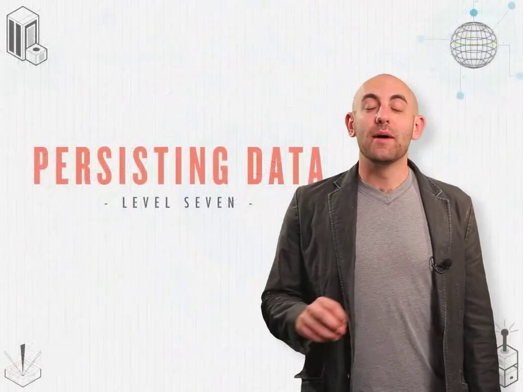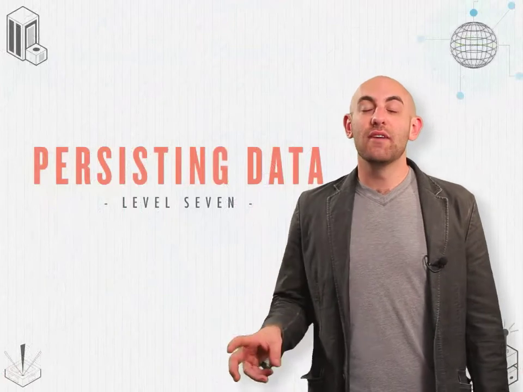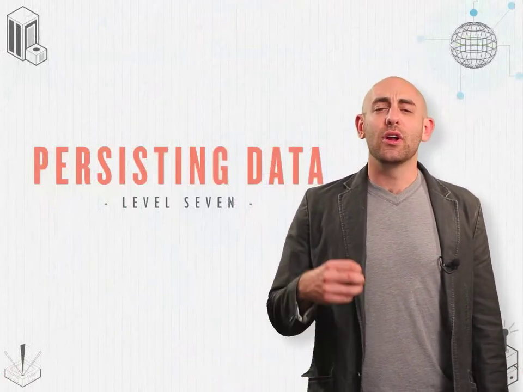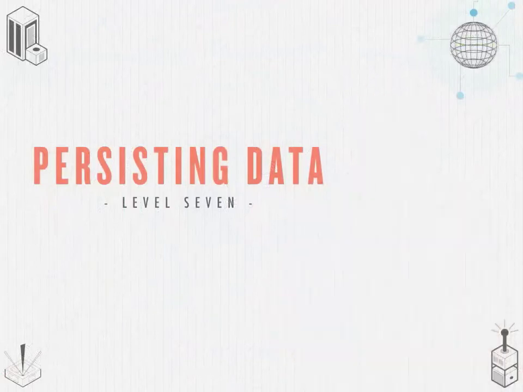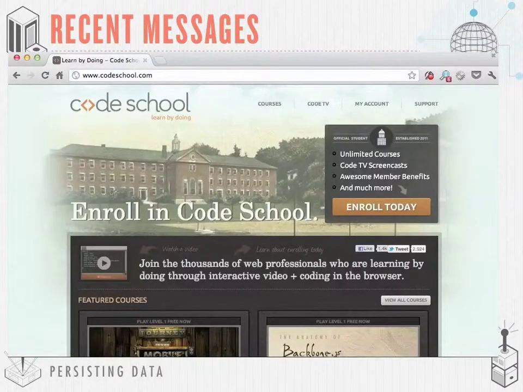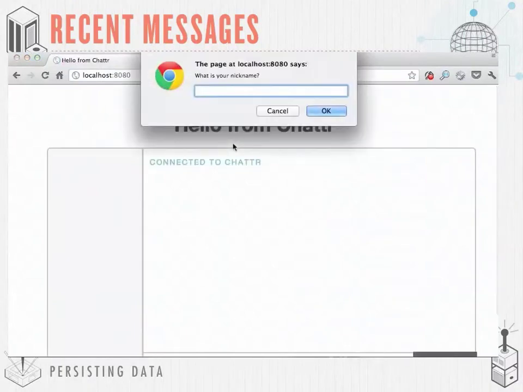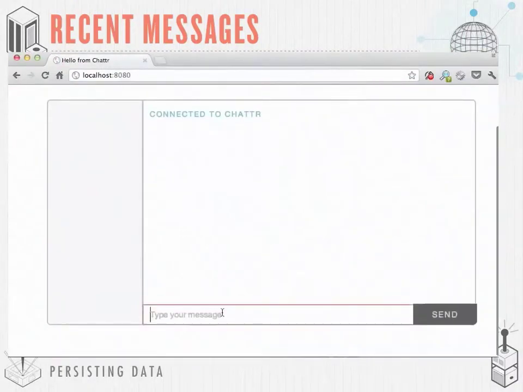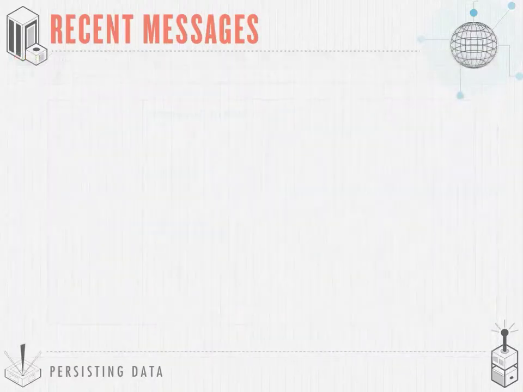You're watching Real-Time Web with Node.js. In Level 7, we're going to be continuing to build our chat application, and we're going to introduce some persistence. One of the limitations of the chat application that we wrote in Level 6 was that when a client connected, we didn't show them the recent messages that were sent in that chat room. As you can see here, when Spider connects, he doesn't see any of the messages that Dog has sent previously.